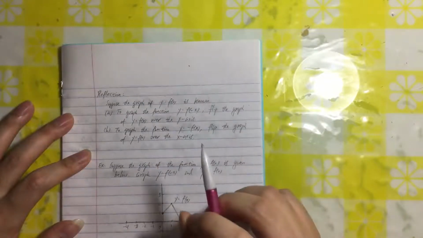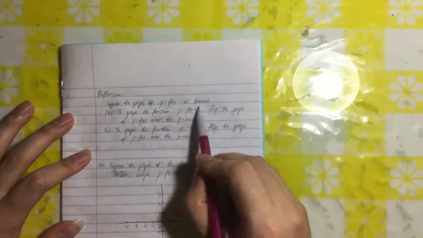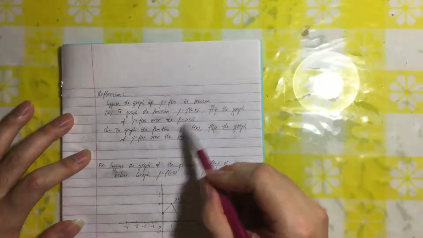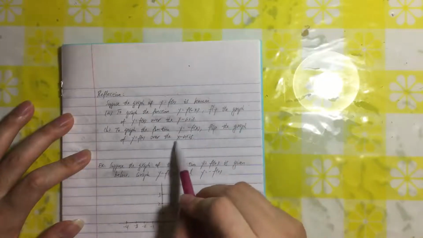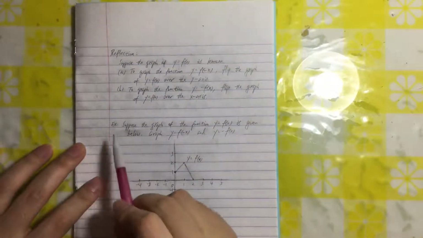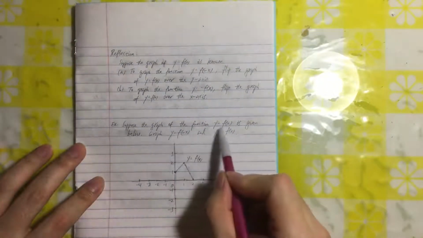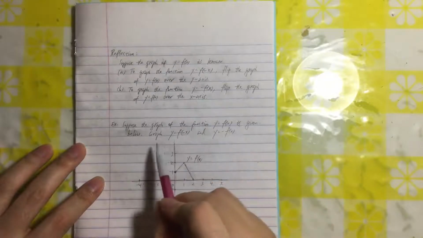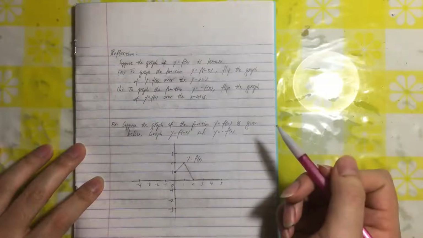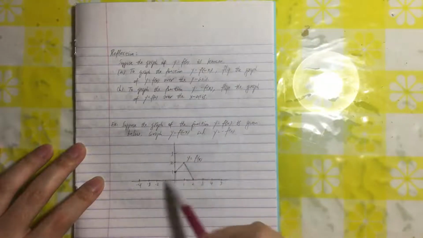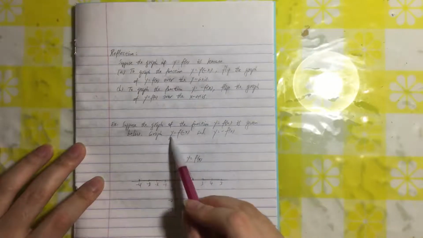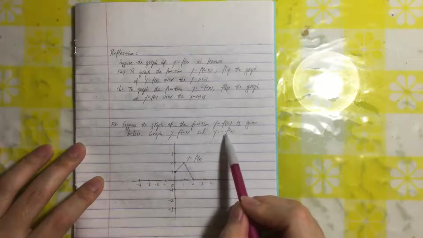That's called reflection. If negative sign is next to x, flip the graph over the y-axis. If negative sign is in front of the entire function, flip the graph over the x-axis. Now let's look at an example here. Suppose the graph of the function y equal to f of x is given. Graph the functions y equal to f of negative x and y equal to negative f of x.